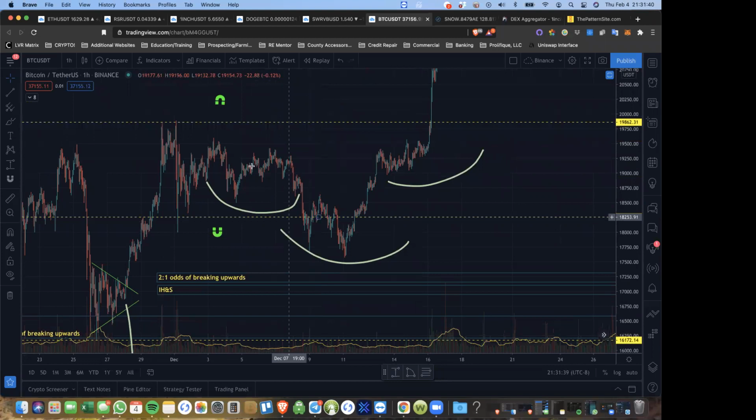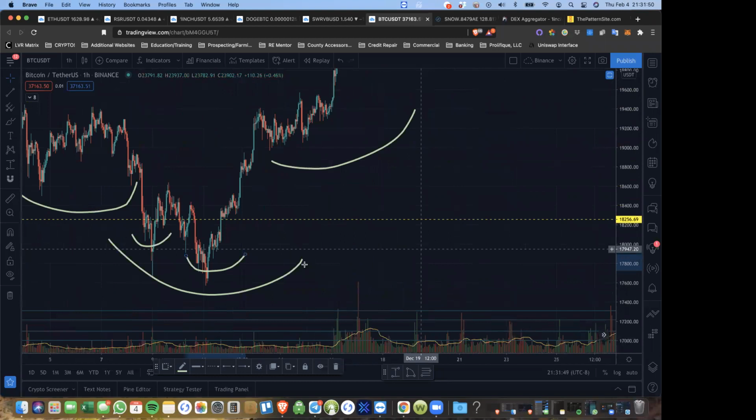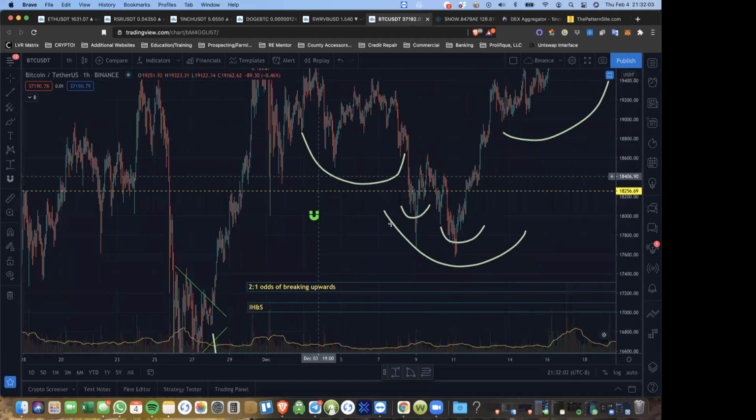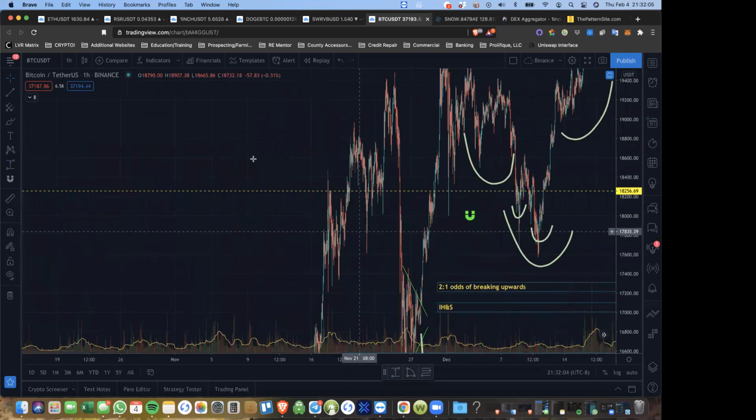And then as you guys can see here, I see this little inverse head and shoulders. Somebody could also see a little double bottom right here. And again, with double bottoms, it's the same thing. You don't want one bottom to be so much lower than the other. This one's not too bad. Like 1%, right?